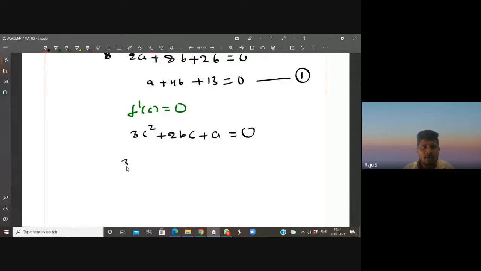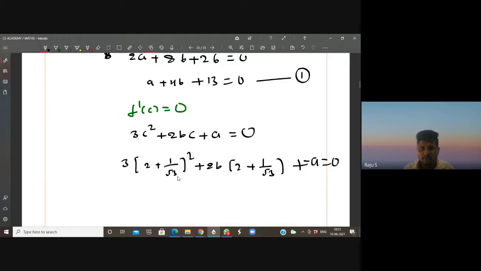So in place of c, 2 plus 1 by root 3 whole square plus 2b into 2 plus 1 by root 3 plus a is equal to 0. If you simplify this, you are going to get an equation in terms of a, b. So equation 1 is there. Let us consider this as equation 2. Then solve both the equations.